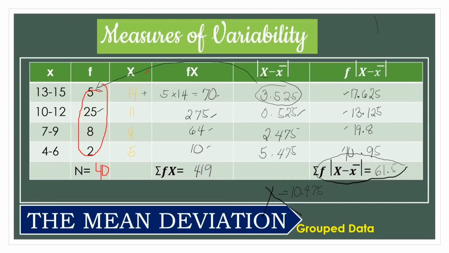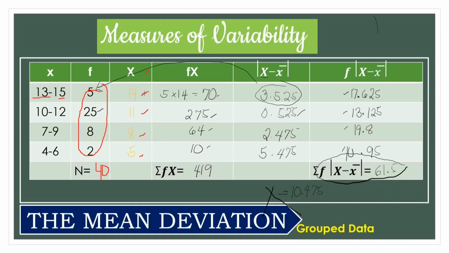Next, we solve for the value of x, or the class mark. Again, we do that by getting the midpoint of the lower limit and the upper limit. 13 plus 15 is 28, divided by 2 is 14, or simply determine the number between 13 and 15, and that is 14. Between 10 and 12 is 11, so the class mark for this interval is 11. For 7 and 9, the class mark is 8. For 4 to 6, the class mark is 5.